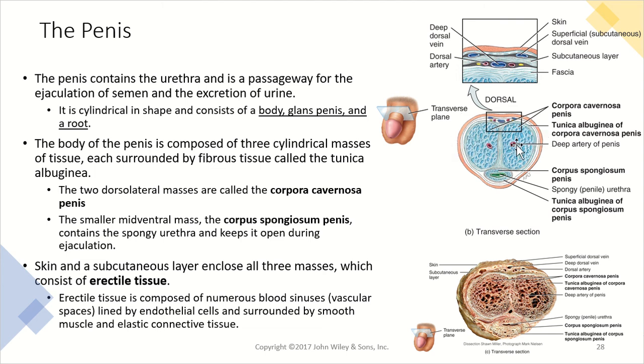These are called the corpora cavernosa penis on either side. You can see this is going to make up the majority of it. And then there's a smaller mid-ventral mass called the corpus spongiosum penis. This is going to contain the spongy urethra, and it's going to help keep it open during ejaculation.